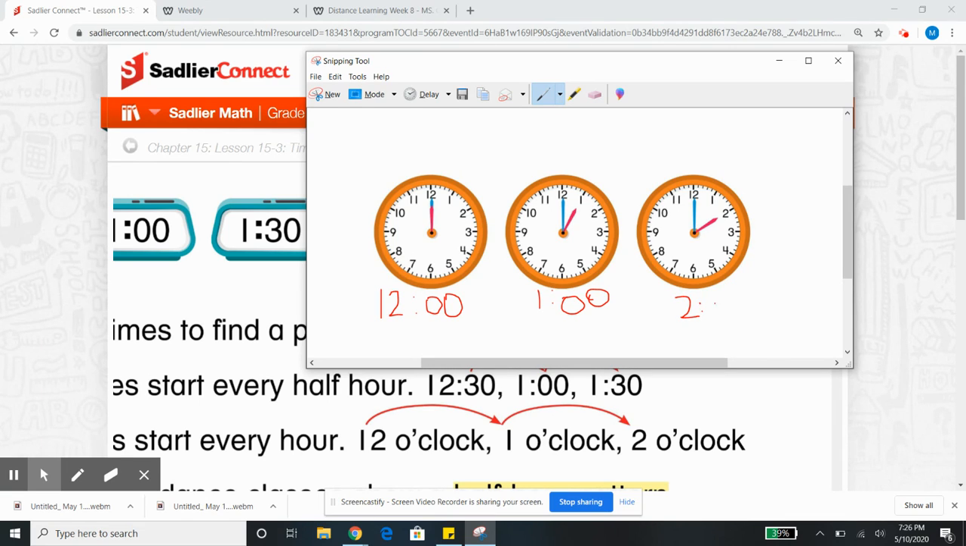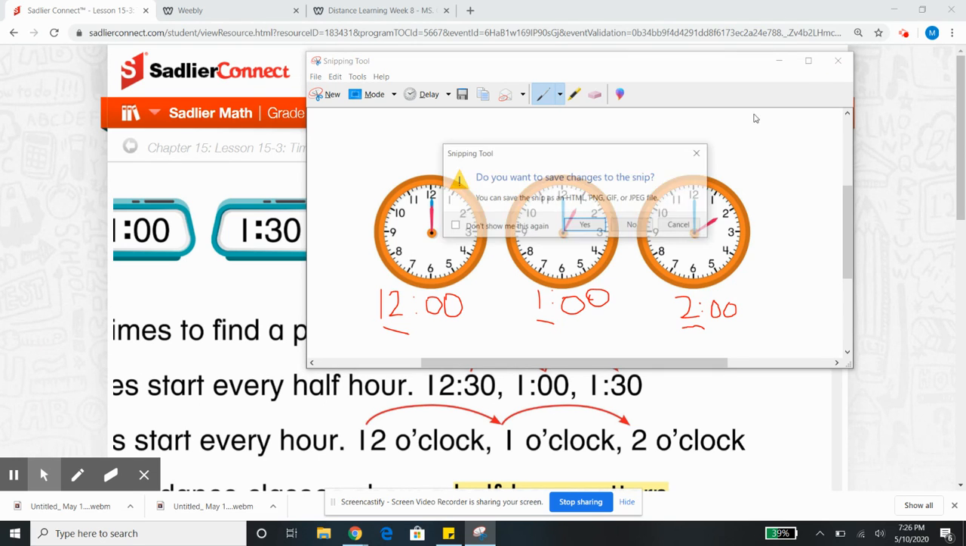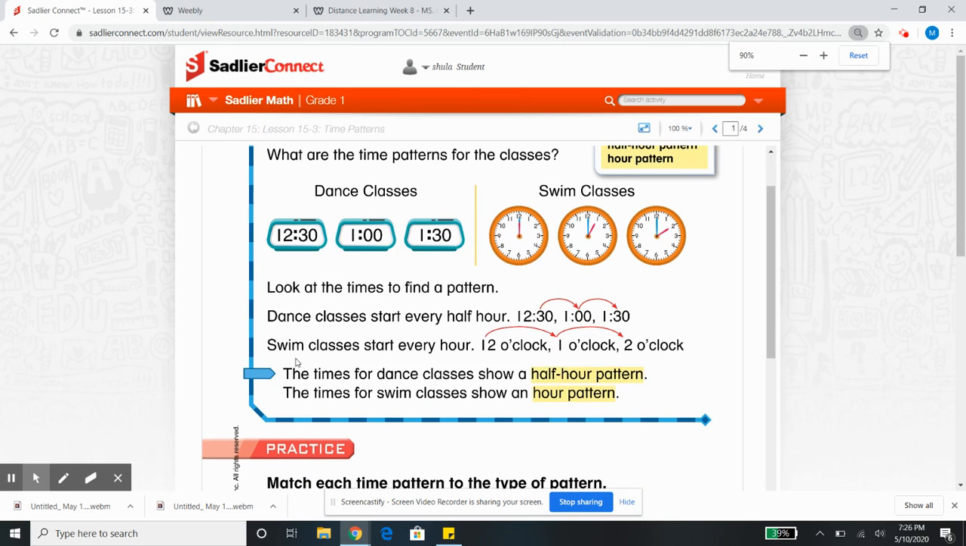Okay, so what are you noticing here? There's a couple of things. I have 12 o'clock, 1 o'clock, 2 o'clock. So if I am at 1 o'clock and then I go to 2 o'clock, what do you think is going to be next? Okay, 3 o'clock, 4 o'clock, 5 o'clock, 6 o'clock. So you're going to start to see patterns here in this lesson. And you're going to see it with the half hour, like 30 minutes, and you're also going to see it by the full hour. So let's take a look at the first problem.